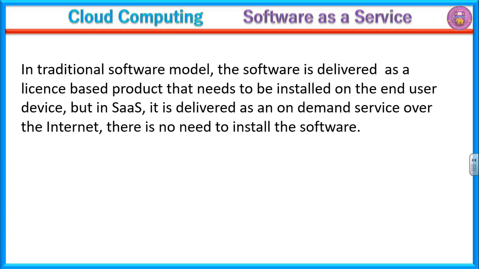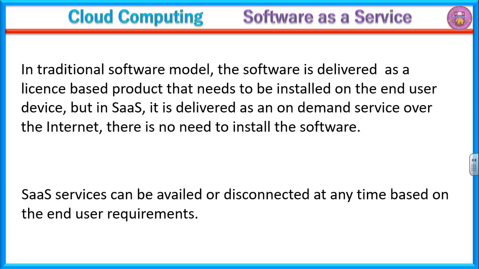In the traditional software model, the software is delivered as a license-based product that needs to be installed on the end user device, but in the case of Software as a Service, it is delivered as an on-demand service over the internet and there is no need to install the software. This service can be availed or disconnected at any time based on the end user requirements.